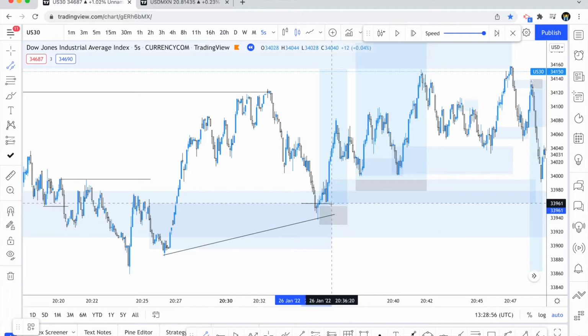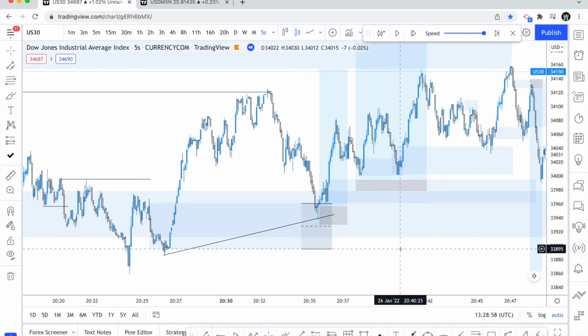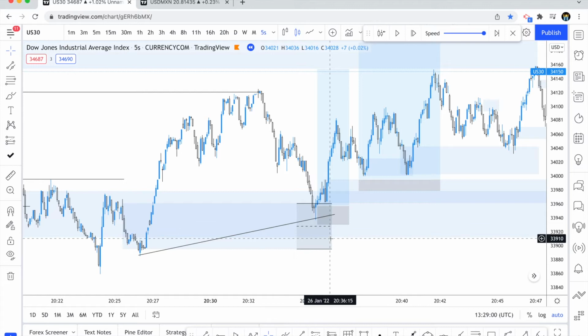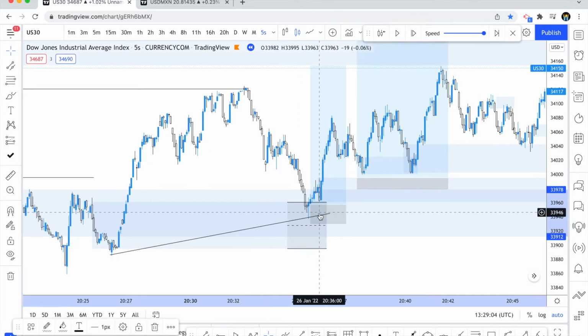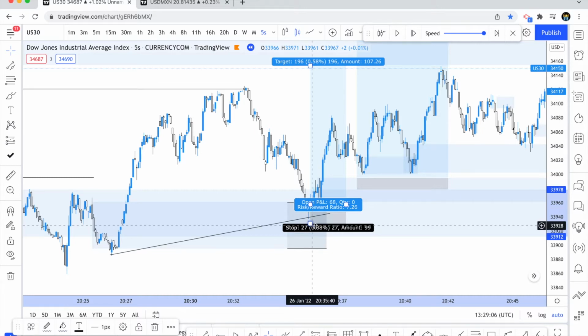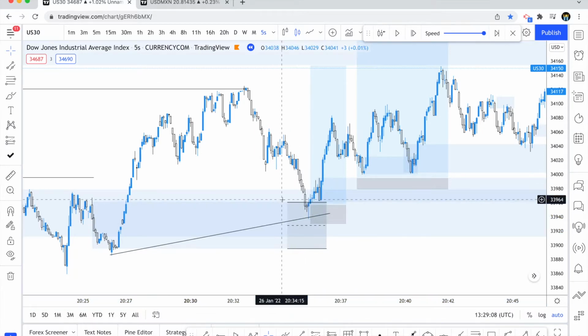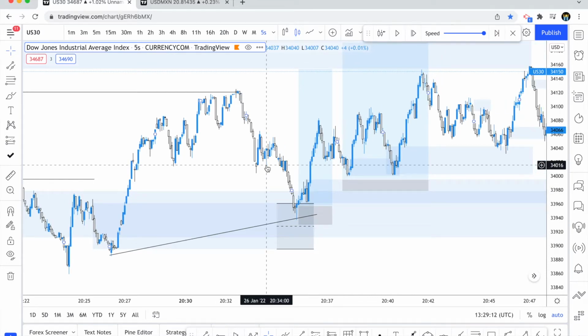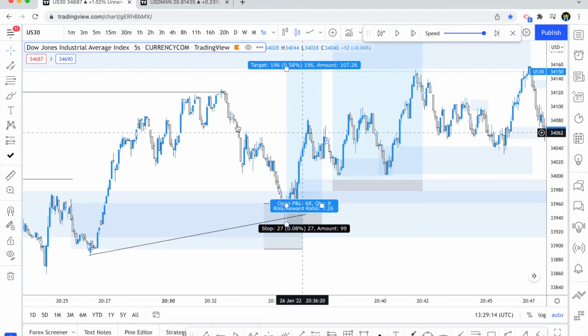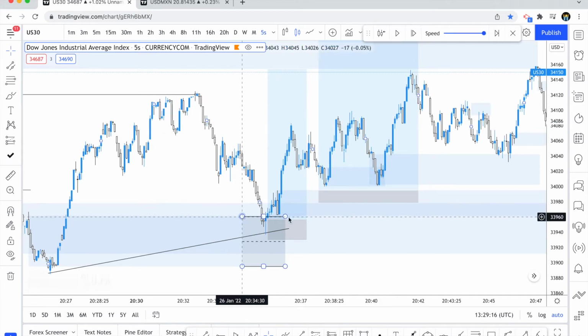I normally use this tool that gives me about 50%. So I didn't really risk 1%. I actually risked 0.5% on this, half a percent. It's a way to better control our risk whenever we're taking trades. So it's a really helpful tool.